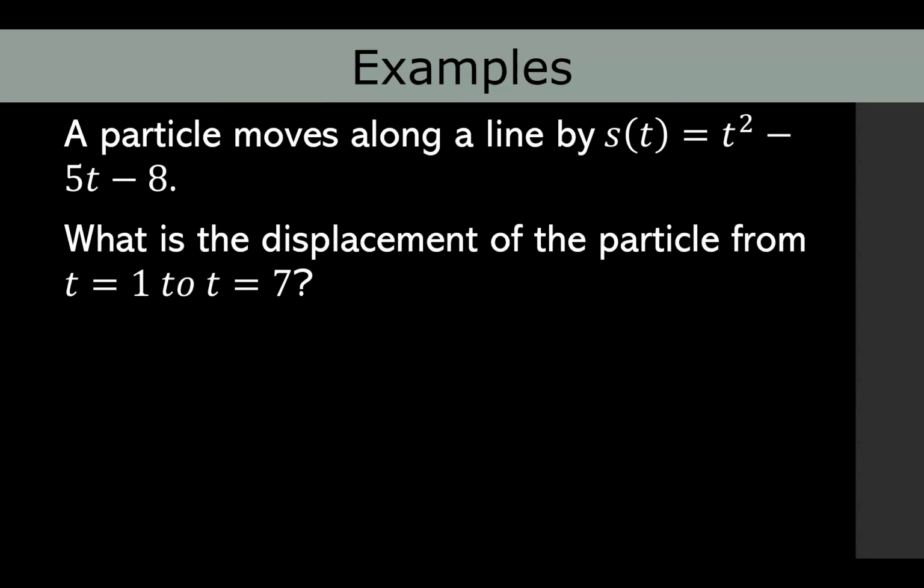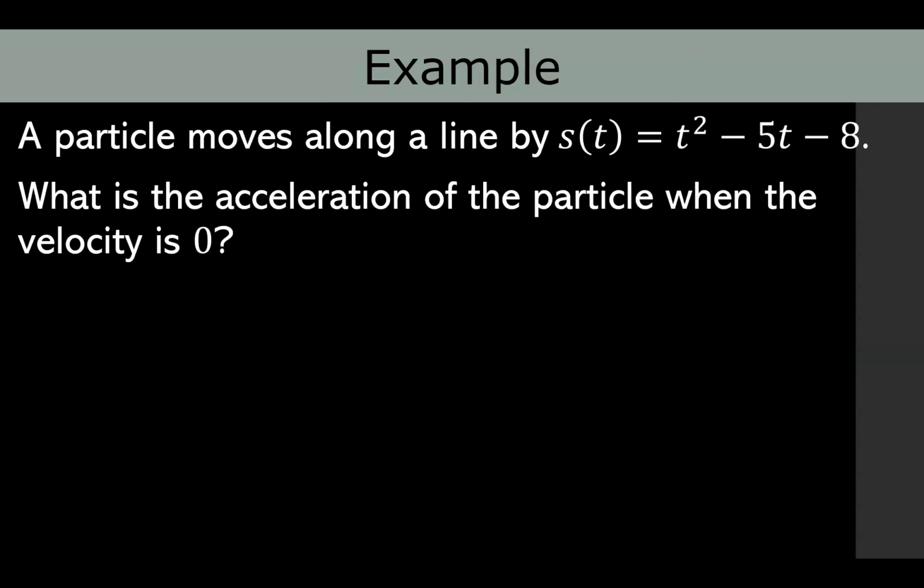So displacement is kind of the weird one. And displacement's the easy one. That's just a change in position, as in the numerator of average velocity. And that would just be the position at 7 minus the position at 1. The acceleration of the particle when the velocity is 0 is kind of a two-step process. So I guess first we find the velocity. We set the velocity equal to 0. We find a time, and we put that time back into the acceleration function.